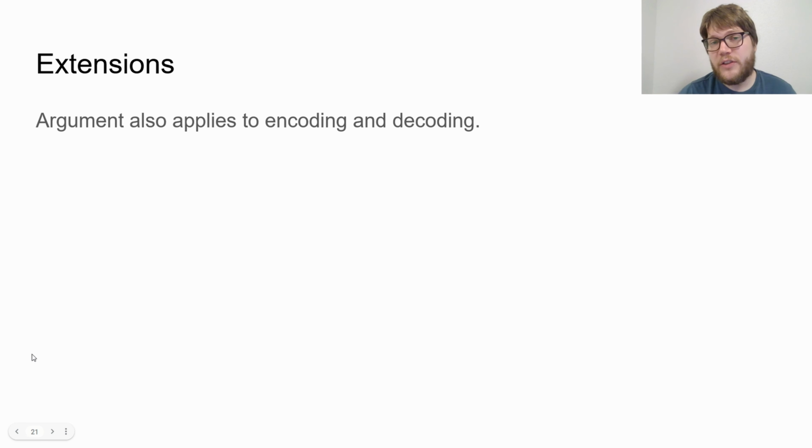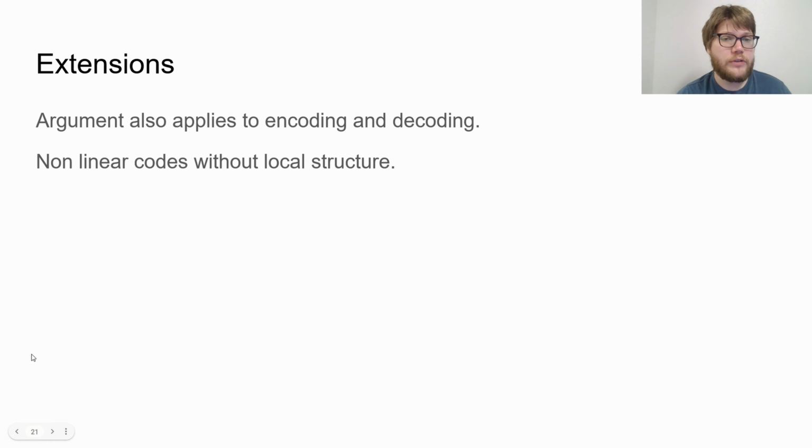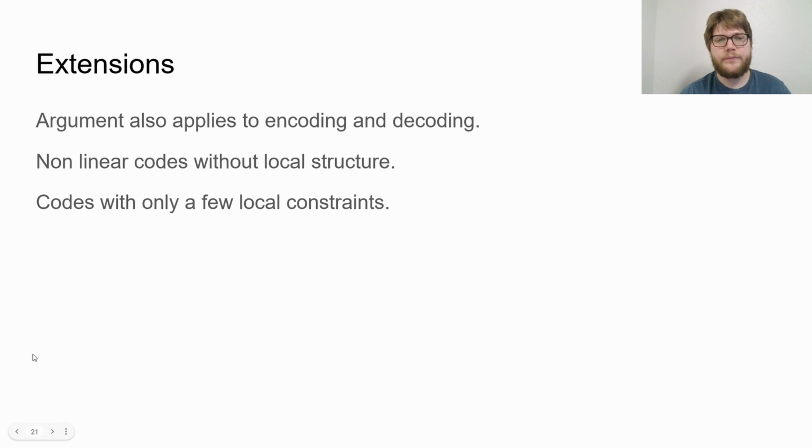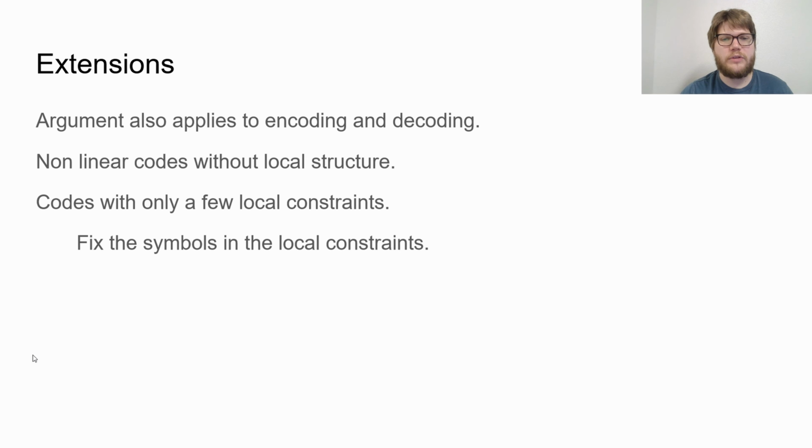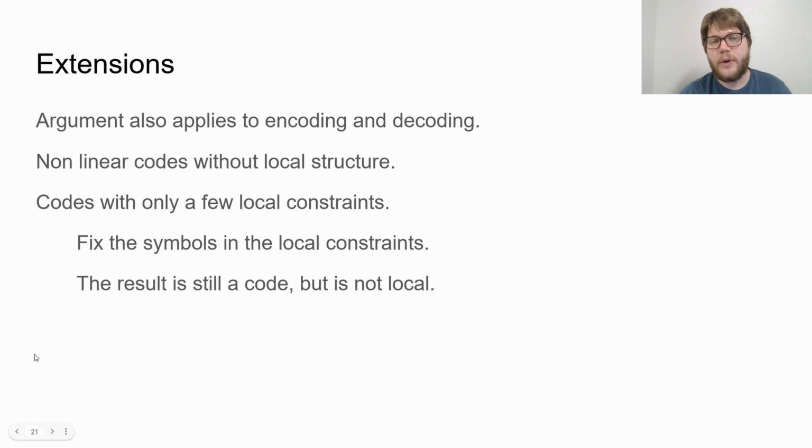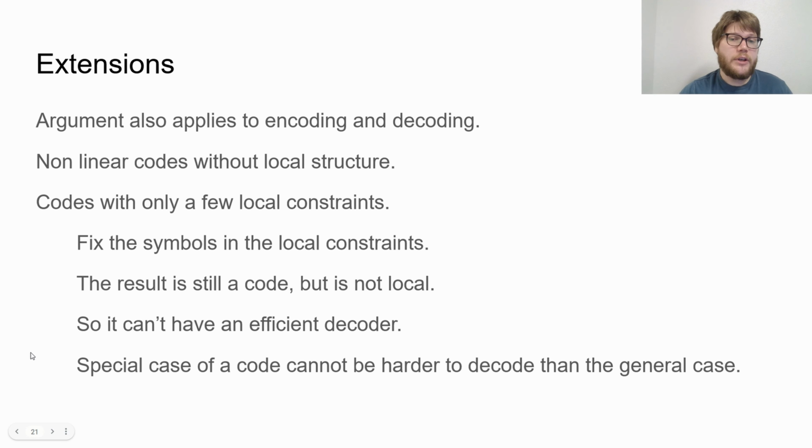A couple extensions to this. This argument I stated for decoding, but it works for encoding or decoding. Non-linear codes can also have this independence property, so this doesn't just hold for linear codes. And even if your code has a few local constraints, as long as there truly are only a few local constraints, you can get rid of them by fixing symbols in those constraints in some arbitrary, valid way. Then the result you'll get will still be a code, and it won't have any local property anymore.